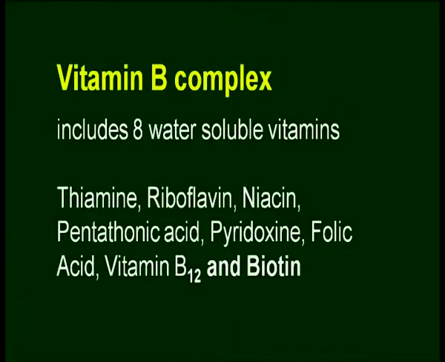When we use the word vitamin B complex, it includes 8 water soluble vitamins: thiamine, riboflavin, niacin, pantothenic acid, pyridoxine, folic acid, vitamin B12 and biotin. Sometimes they are also known as vitamin B1, vitamin B2, vitamin B3, vitamin B5, vitamin B6, vitamin B9 and B12 and biotin.